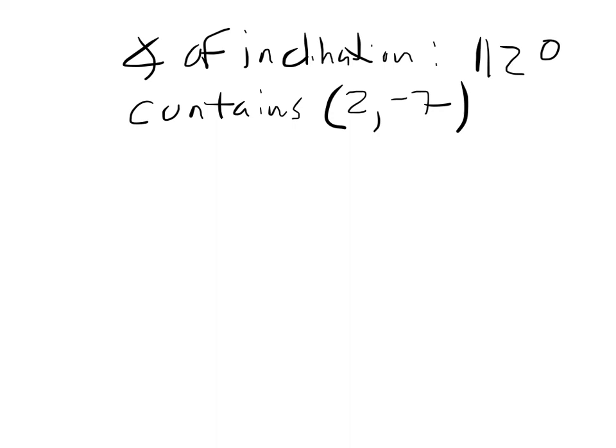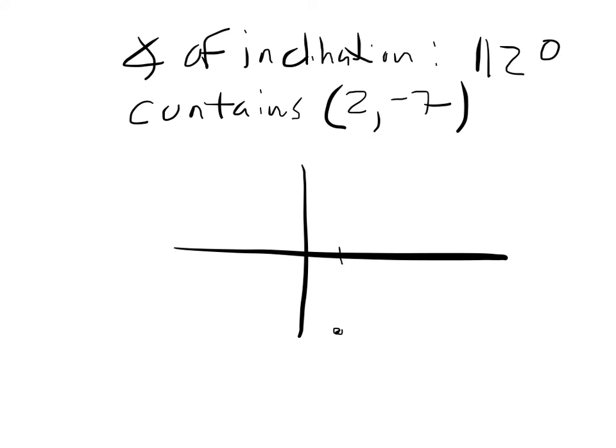Now an example. Suppose I'm told that my angle of inclination of my line is 112, and the line goes through (2, -7). First thing I'm going to do is draw a picture and go where (2, -7) is. If my angle of inclination is, again, obtuse, somewhere between 90 and 180, I know that line is going to have a negative slope. So, here's my angle of inclination.